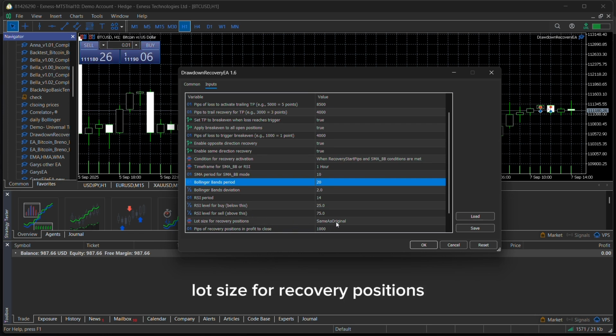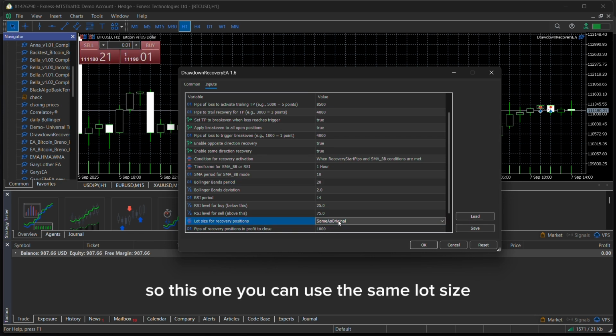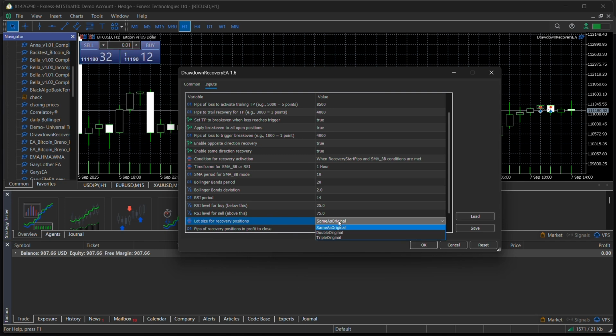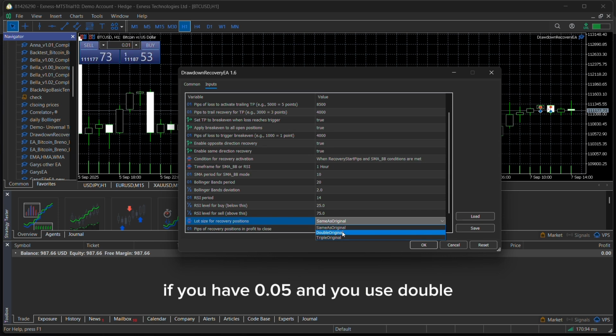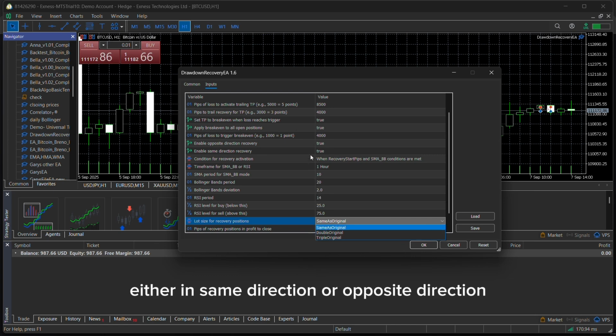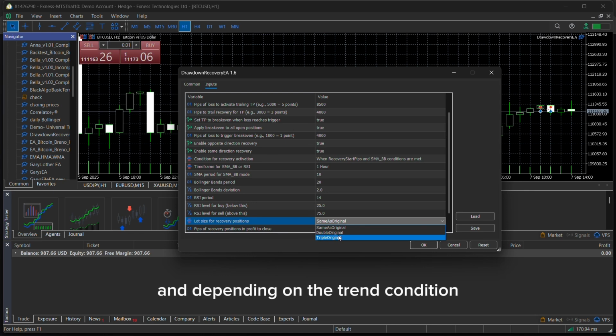Lot size for recovery positions. You can use the same lot size for recovery as the original position. For instance, you have 0.01 in buy, so it will open the same lot size for you, 0.01, either same direction or opposite direction. If you have 0.05 and you use double, it will open 0.1 for you, either in same direction or opposite direction, depending on which one you choose and depending on the trend condition.